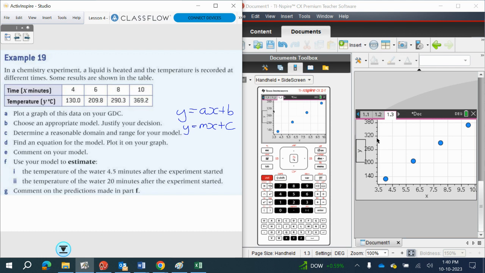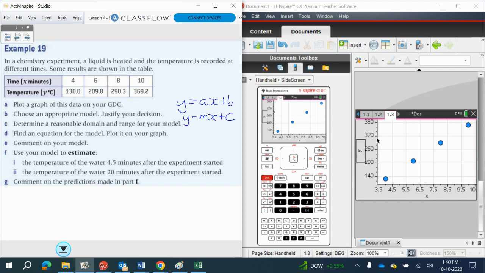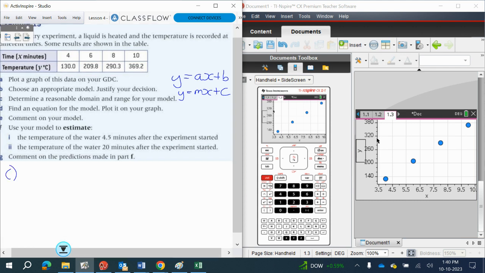So we need to determine a reasonable domain and range for the model. For the domain, it's 4 and 10. So for the domain, we have a little bit of space. Do I have to write each one? For the domain, we are going to have x is defined over a period of 4 up to and including 10. So this is our domain. We go from smallest to largest, and this is what's acceptable.